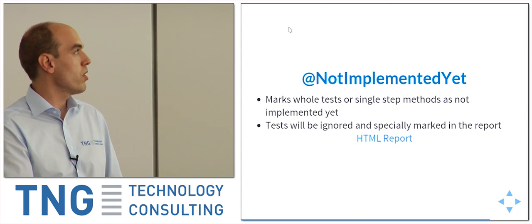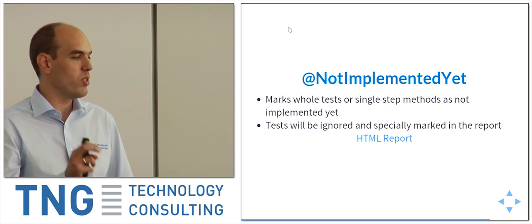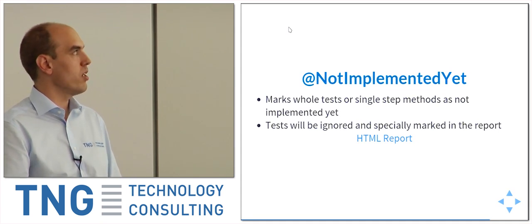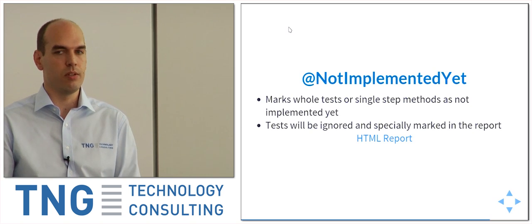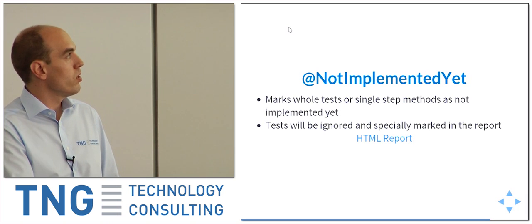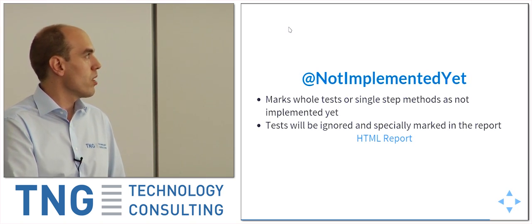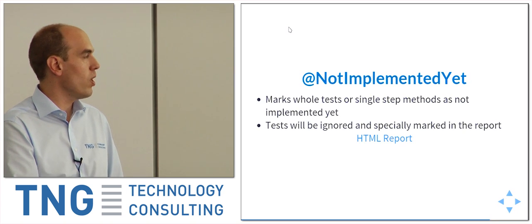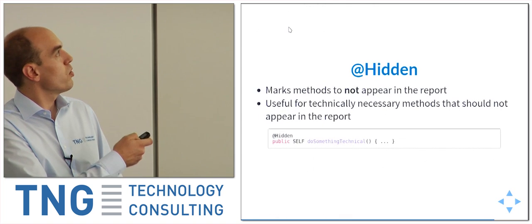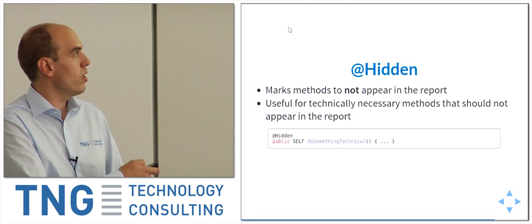Yeah, there is a hidden annotation. Sometimes it's necessary to have a technical step in your scenario, and you have to write it somehow there, but you don't want to have it appear in the report, so you can hide it. You can give steps additional descriptions or extended descriptions. Sometimes useful if you want to describe what a certain step is in more detail, you can add this annotation, and in the report you can then have a tooltip for that.